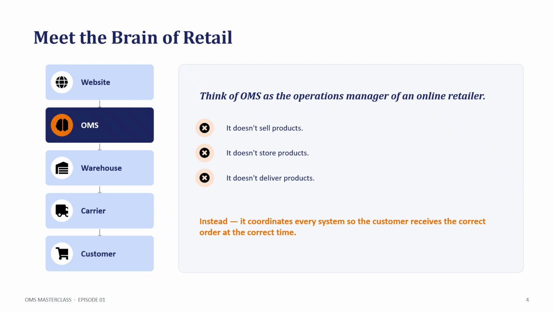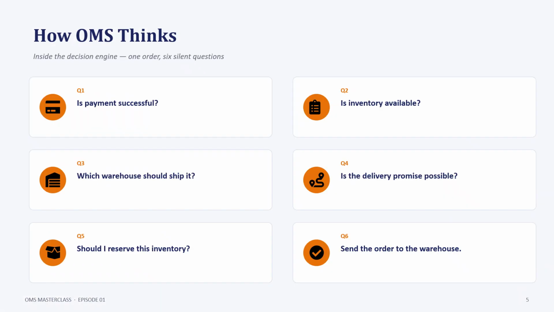Now that we understand what the OMS is, let's explore the key decisions it makes every time a customer places an order. So far, we have learned that the OMS acts as the brain of the retail operation. But how does this brain actually make decisions? Every time a customer places an order, the OMS asks itself a series of important questions before sending the order to the warehouse.